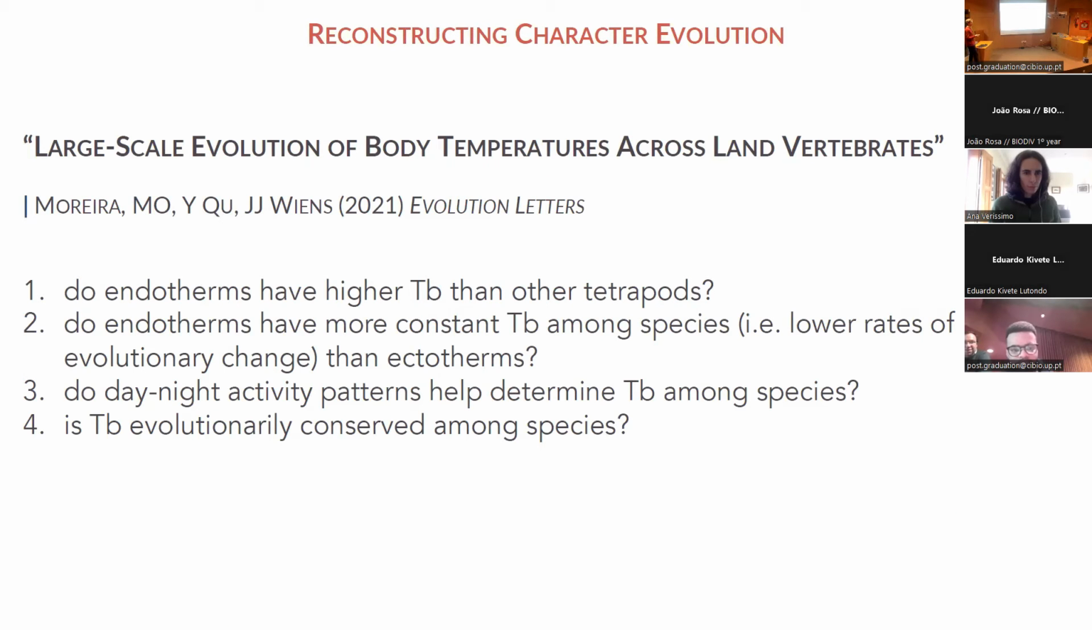Alternatively, we can be interested in asking what happened with a given trait to address its current distribution or even its relationship with other traits. Under this scope, we addressed the large-scale evolution of body temperatures across land vertebrates. Body temperature is a very important trait for all animals, and we were interested in answering fundamental questions that were unanswered until this point at this scale. That includes, for example, whether endotherms have higher body temperatures than other tetrapods, whether endotherms have more constant body temperature among species, revealed by lower rates of evolutionary change than ectotherms, whether day-night activity patterns help determine body temperature among species, or even whether body temperature is evolutionarily conserved among species.